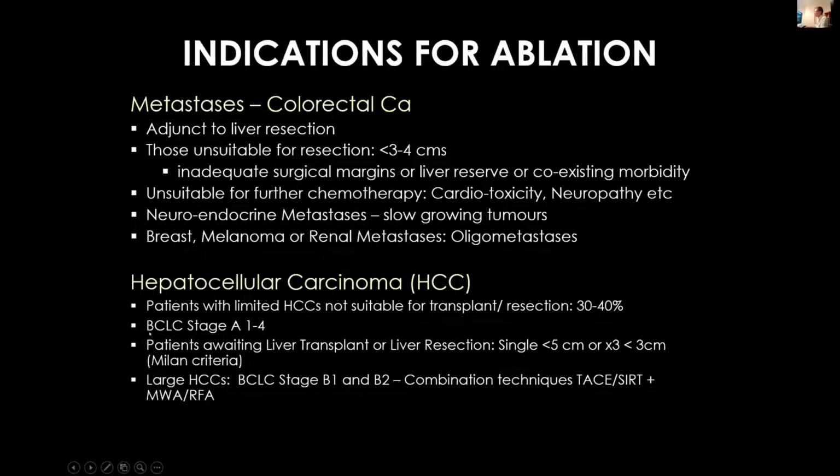The BCLC, which is the Barcelona Clinic stage A1 to 4, are included in this group. There are also patients who are awaiting liver transplant or liver resection, and usually these are patients fitting the Leen criteria, that is a single lesion less than 5 centimeters, or 3 or fewer lesions, each less than 3 centimeters in diameter. With regards to the larger hepatocellular carcinomas, those with BCLC B1 and B2, we use a combination of TACE, which is transarterial chemoembolization, or SERD, and if there's any residual disease after these embolic treatments, we then apply microwave or RFA to the residual disease.